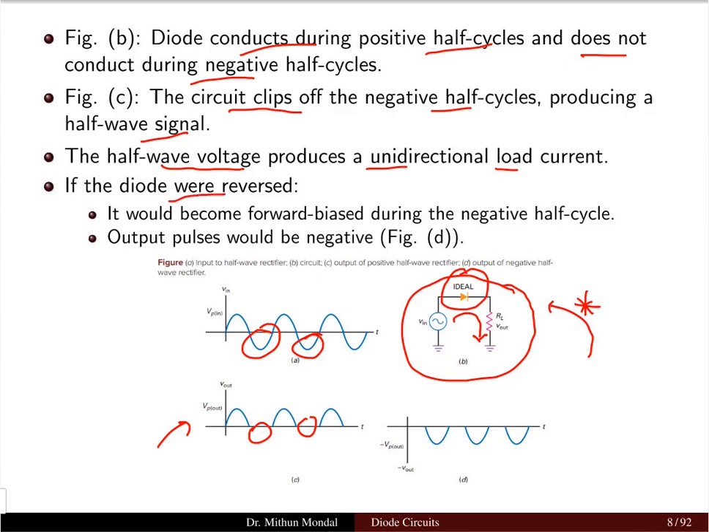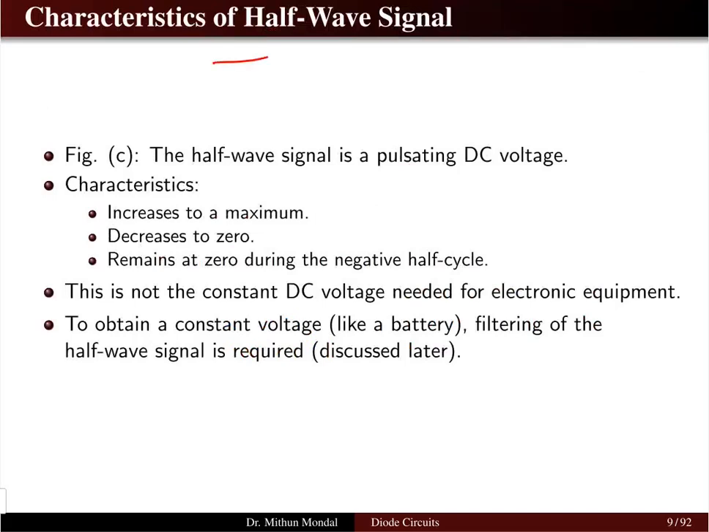If the diode were reverse biased, it would become forward biased during the negative half cycle and the output pulse would be negative. So if we take the reverse biasing of the diode, then you will have the negative half cycle appearing across the diode, and the diode has to withstand the maximum negative half cycle voltage. The characteristic of the half wave signal is basically the pulsating DC voltage, which we have seen at the output of the rectifier. It increases to a maximum value, decreases to 0 and remains at 0 during the negative half cycle.